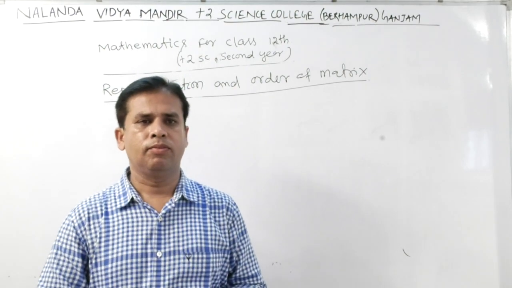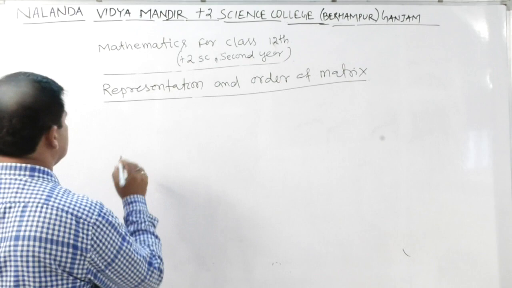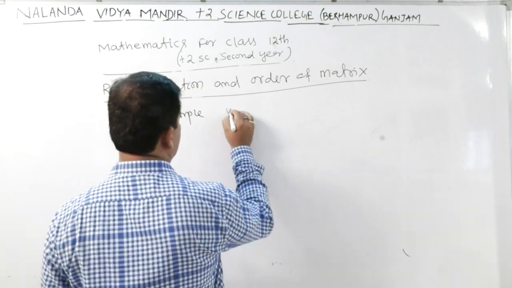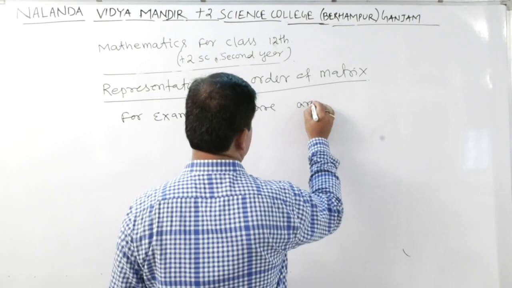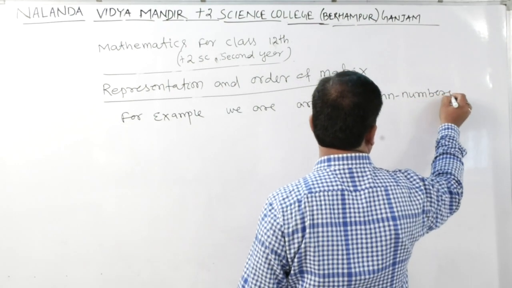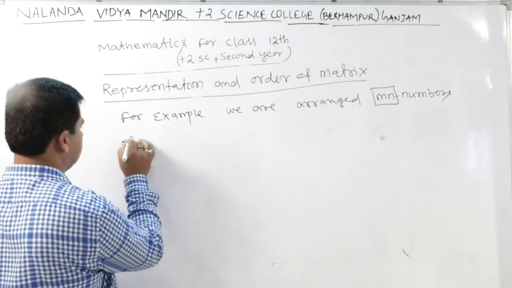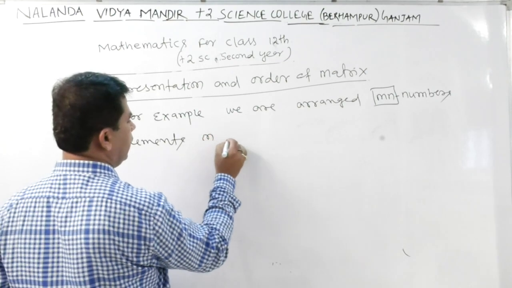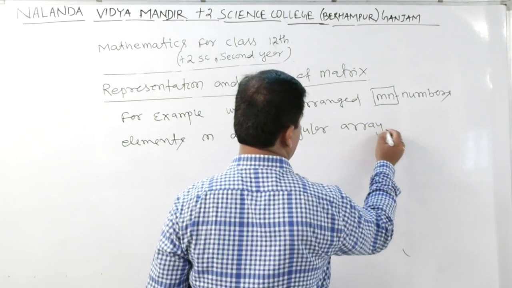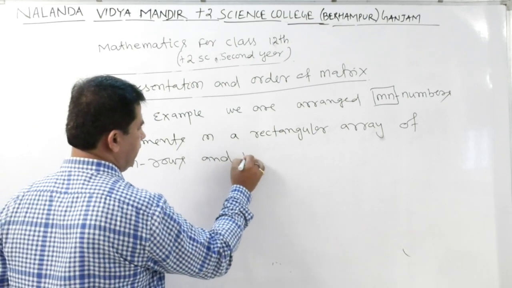Representation of a matrix means how can we represent or write a matrix. Let, for example, we have arranged mn numbers. Suppose we arranged how many elements? Mn numbers of elements in a rectangular array of m rows and n columns.